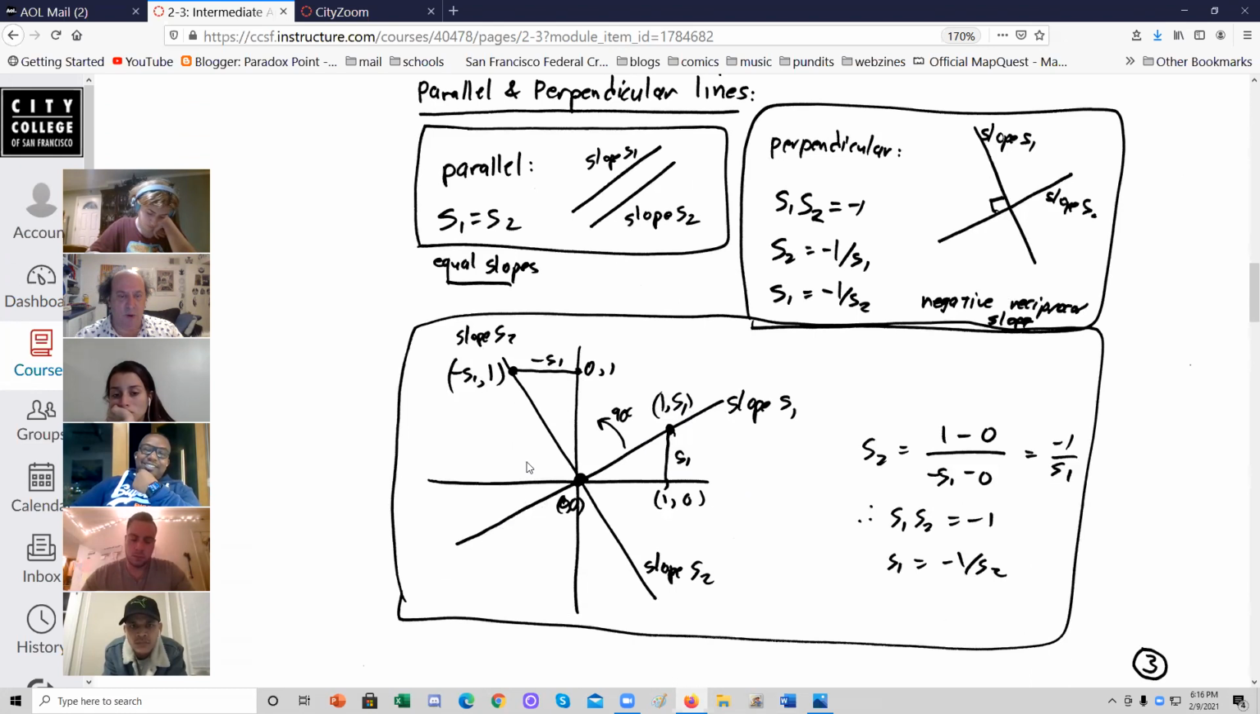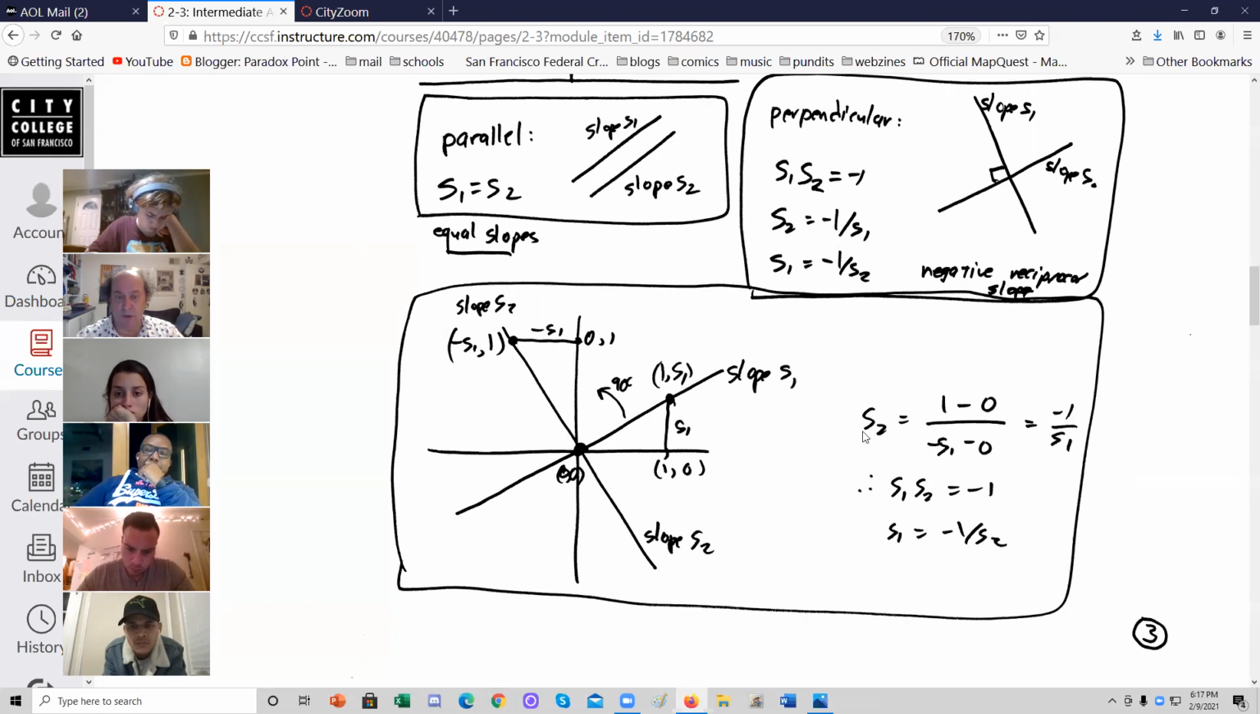Now, between (-S1, 1) and (0, 0), that's slope S2. It's going to be the change in the y values, 1 minus 0, over the change in the x values, -S1 minus 0, which comes out to -1 over S1. So therefore, their product is -1, and S1 is the negative reciprocal of S2. So that's the reason for this relation.